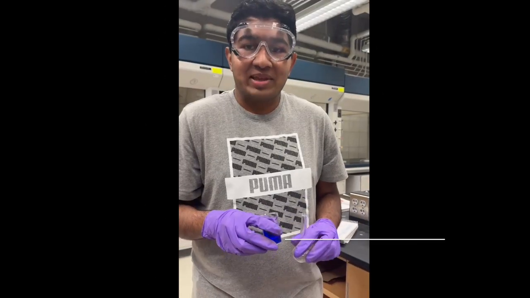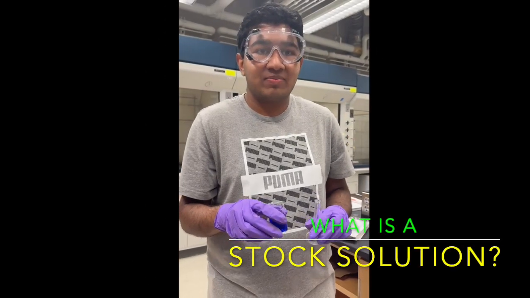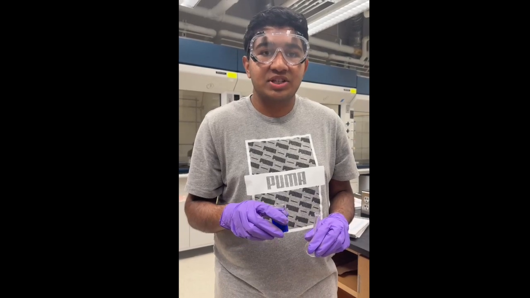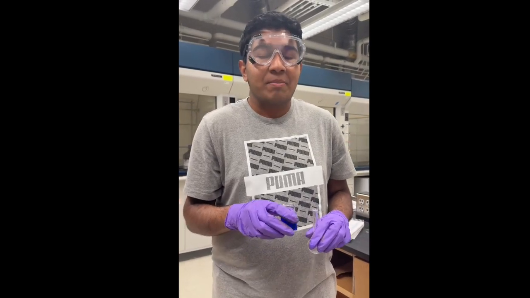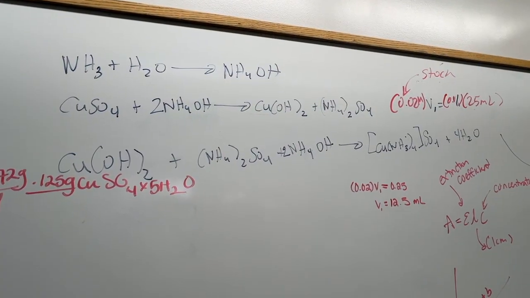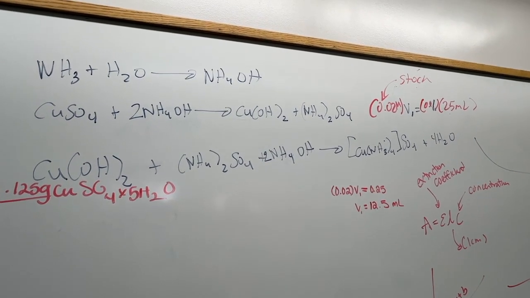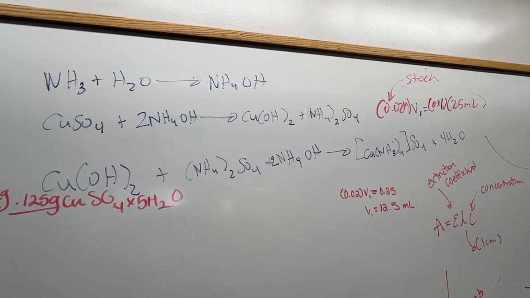First, let's define what we mean by stock solution and a dilution. A stock solution is a concentrated solution from which we make a diluted solution by adding solvent. In this example, we will dilute a stock solution of copper sulfate to a lower concentration using this formula.